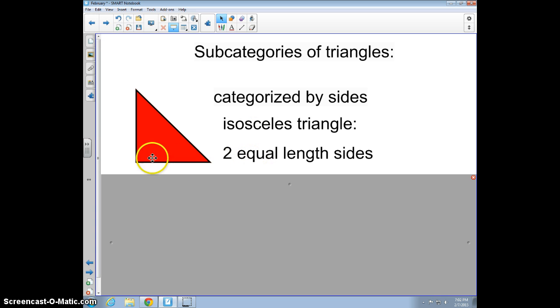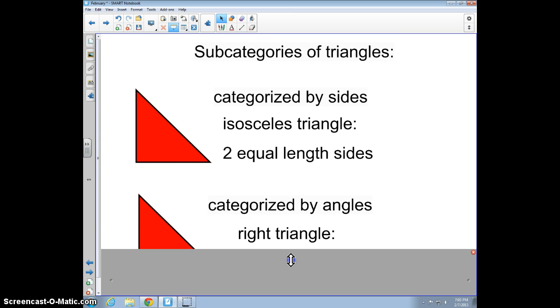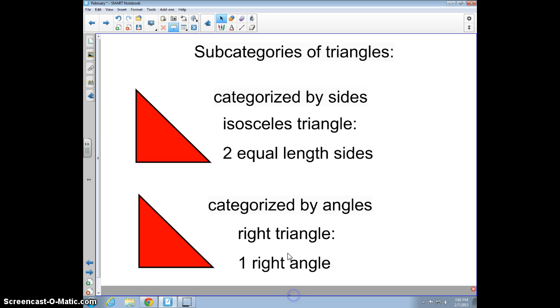Okay, now we have this one that has this nice, neat little corner here that, remember, we call an isosceles triangle because of the two equal length sides. When we categorize it by angle, it is called a right triangle because it has one right angle. So because of this angle here, because of this right angle, it's called a right triangle.